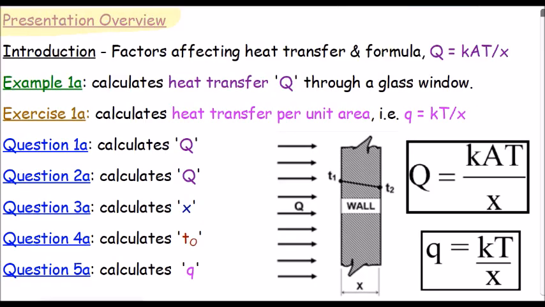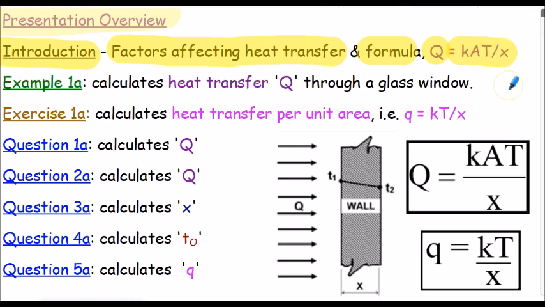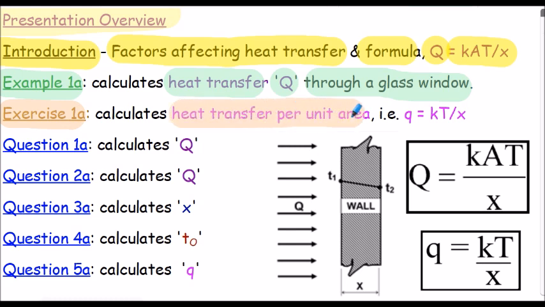Presentation overview. We commence with an introduction stating the factors that affect heat transfer and also stating and defining the formula Q is equal to KAT divided by X. We'll define the variables on the next slide. Then we have example 1, where essentially we use the above formula to calculate the heat transfer Q through a glass window. Then we have exercise 1. Here we calculate the heat transfer per unit area.